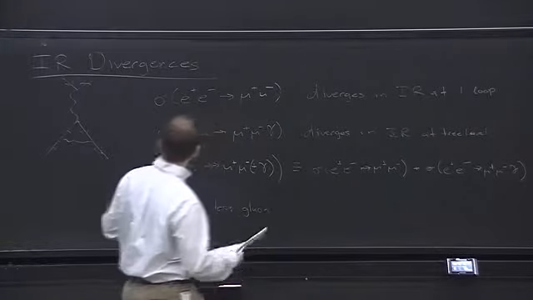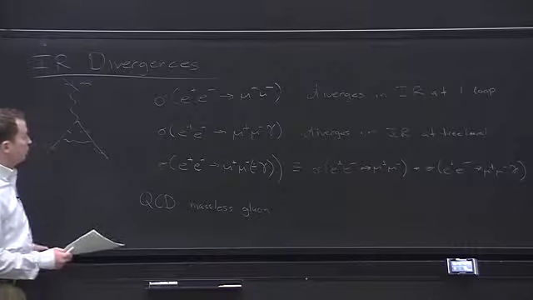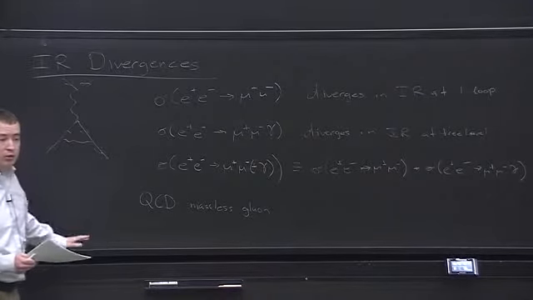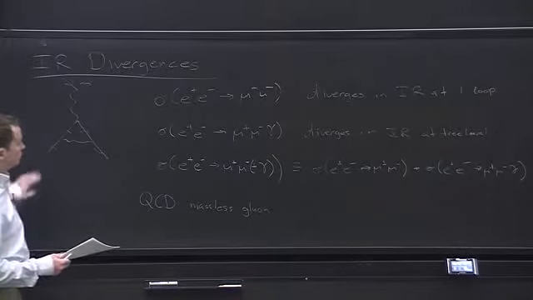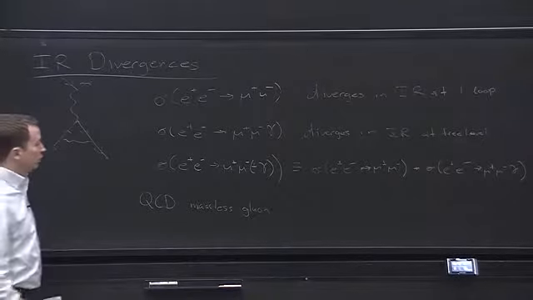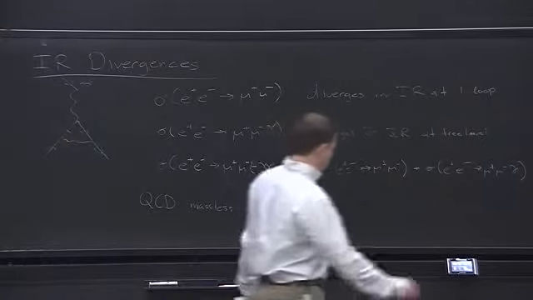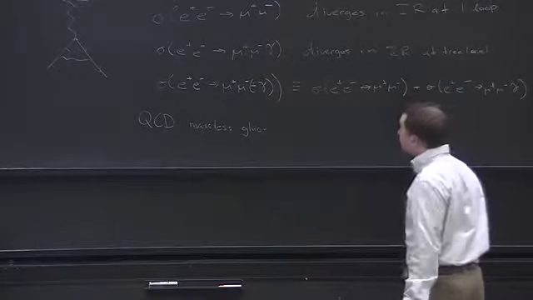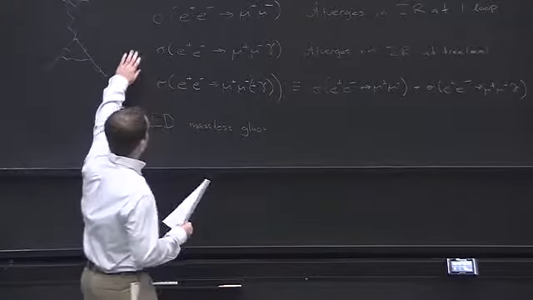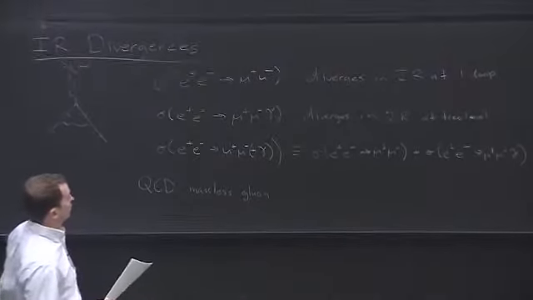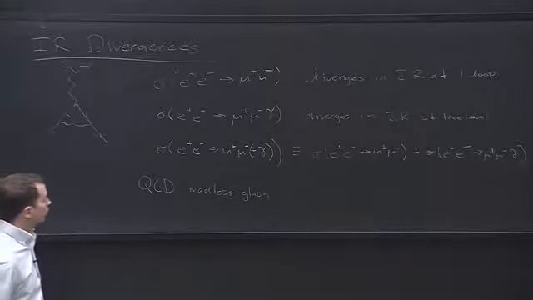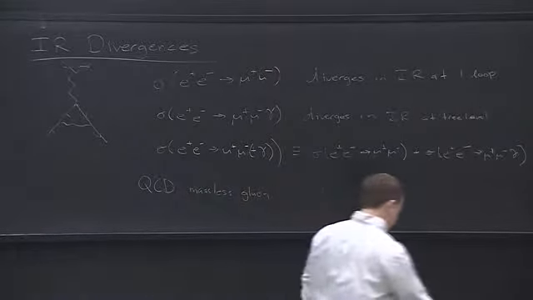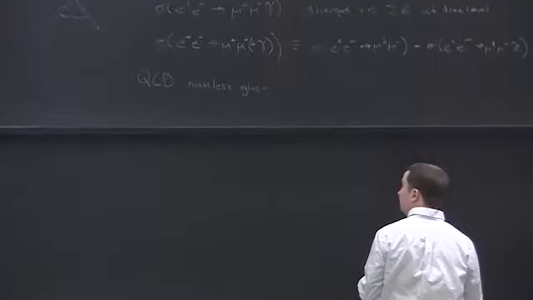OK, so that hopefully should give you some general picture to keep in mind as we go through the calculations. I'll come back and make some of the statements a little more precise, see how they work throughout the lecture. But let's first look more carefully at this first cross-section, the electron, positron to muon, anti-muon cross-section at one loop, and see precisely how it diverges in the IR.